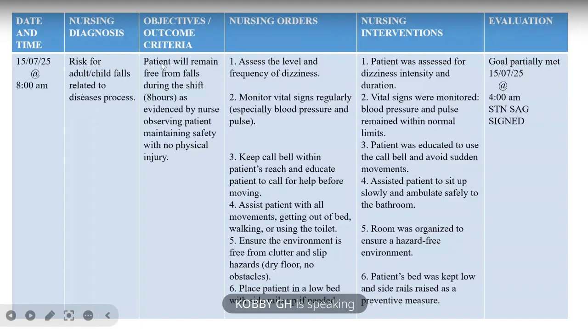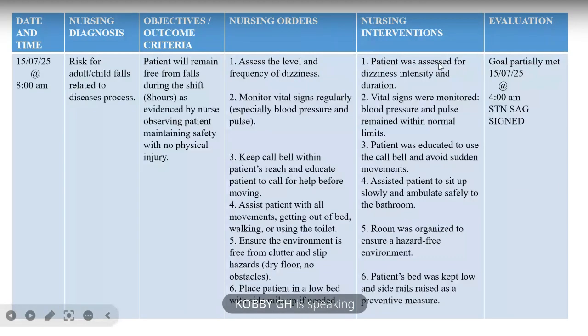Objectives or outcome criteria: patient will remain free from falls during the shift, in brackets 8 hours. You see, I didn't end that with during the shift. I've stated the time, in brackets 8 hours, as evidenced by nurse observing patient maintaining safety with no physical injury. Nursing orders: assess the level and frequency of dizziness.